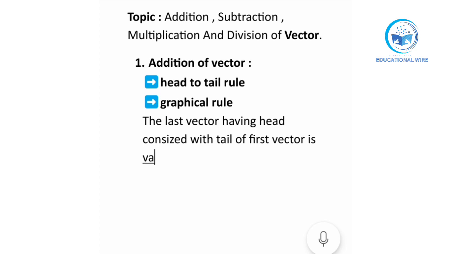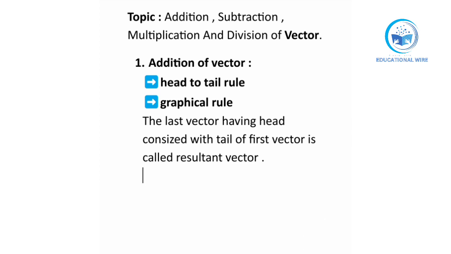First vector is called resultant vector. Okay, now move forward with the graphical rule, how it will be possible.